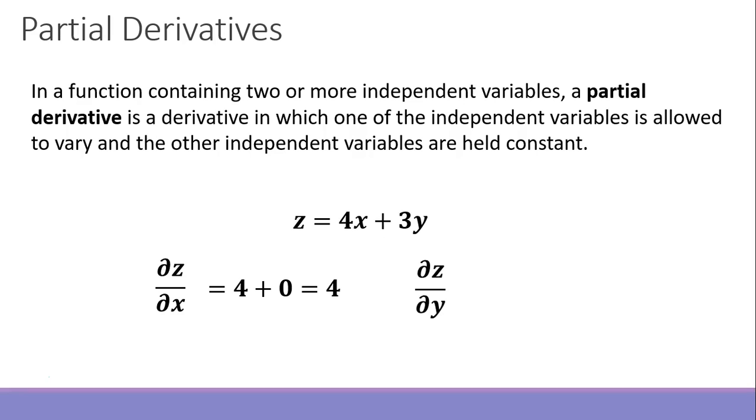How about the partial derivative of z with respect to y? Well, now we're considering y to be a variable. Everything else is a constant. So when we take the derivative of 4x, we're really taking the derivative of a constant, which is 0. And the derivative of 3y is 3. So the partial derivative of z with respect to y is equal to 3. The trickiest thing about partial derivatives is that you're going to have to consider part of your function to be a constant even though it looks like a variable to you.